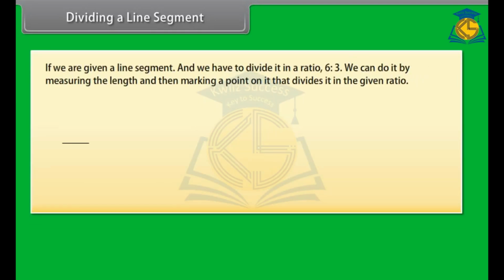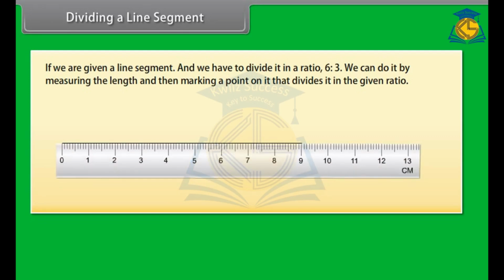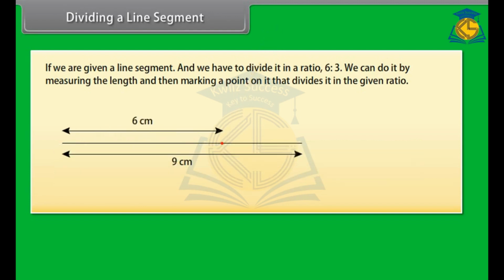Dividing a line segment. If we are given a line segment and we have to divide it in a ratio 6:3, we can do it by measuring the length and then marking a point on it that divides it in the given ratio. But suppose that we do not have any way of measuring it precisely. So we will use the constructions shown in the next screen to divide a line segment in a given ratio. Let's learn.